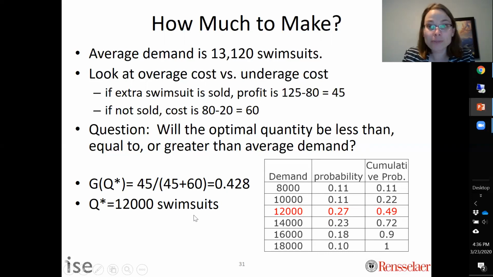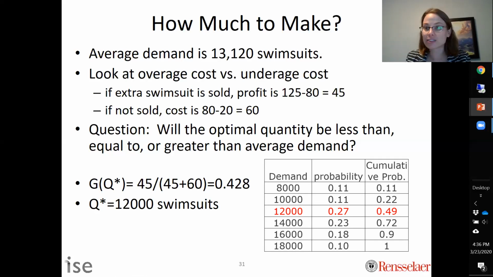And that's the optimal, meaning it will maximize our expected profits. And to note, that is actually less than our expected demand. So our expected demand is 13,000. We are going to order less than our expectation. That's because we have quite a high overage cost. Every time we have one extra unit over, it costs us $60 at the end of the season. Okay, so that's our typical newsvendor.